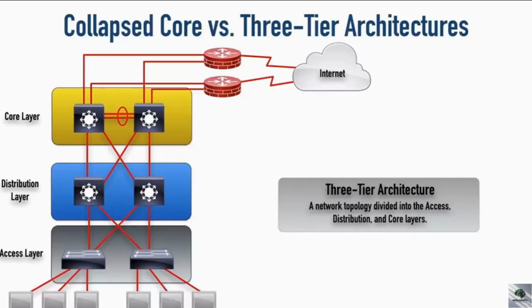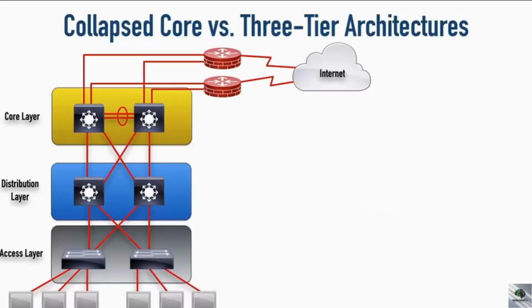The core layer's primary concern is speed. It wants to get traffic as quickly as possible from one building distribution layer switch to another building distribution layer switch that might be in a different building. And it also can get us out to the internet or maybe over the IP WAN. But that's Cisco's traditional three-layer model.